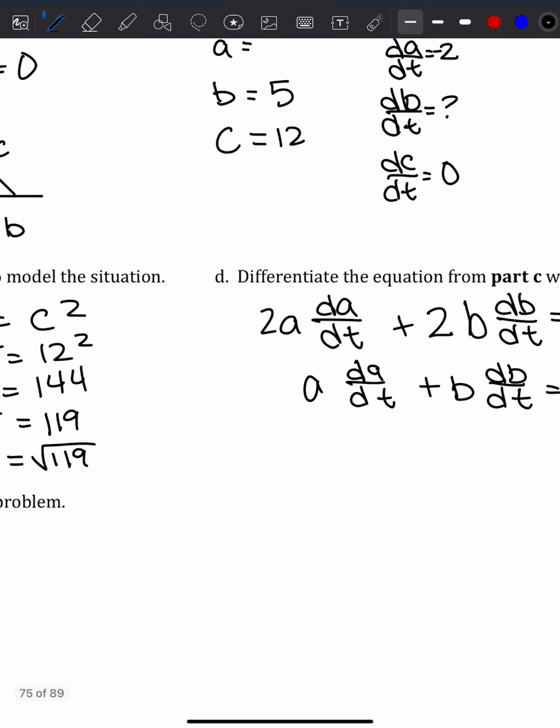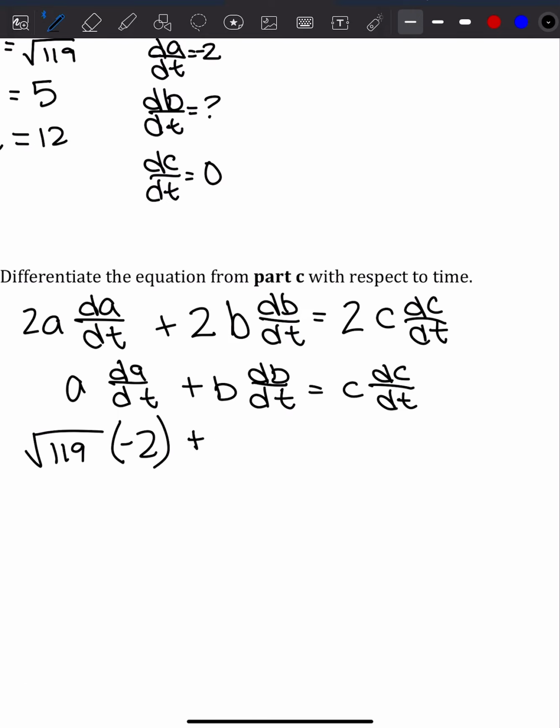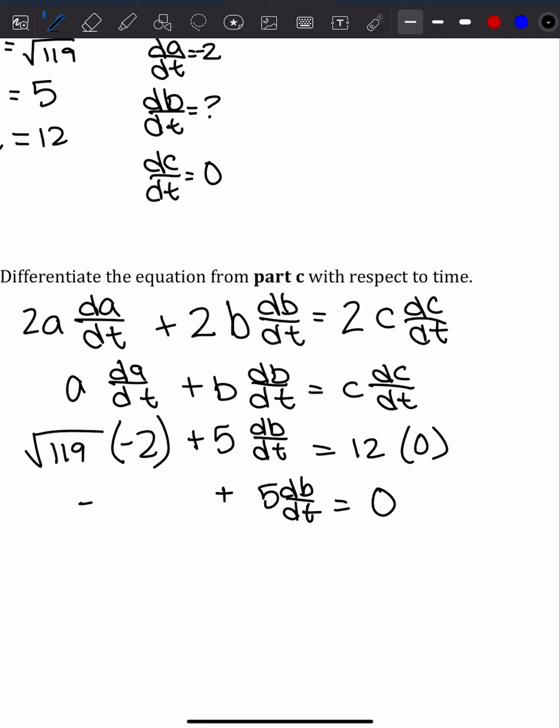So we're going to go ahead and plug in all of this information. I know A is the square root of 119. We also know it's changing at a rate of negative 2. We know B is 5. We are solving for dB over dt. C is 12, and dC over dt is 0. So we have 0 is equal to 5 dB over dt plus negative 2 square root of 119.